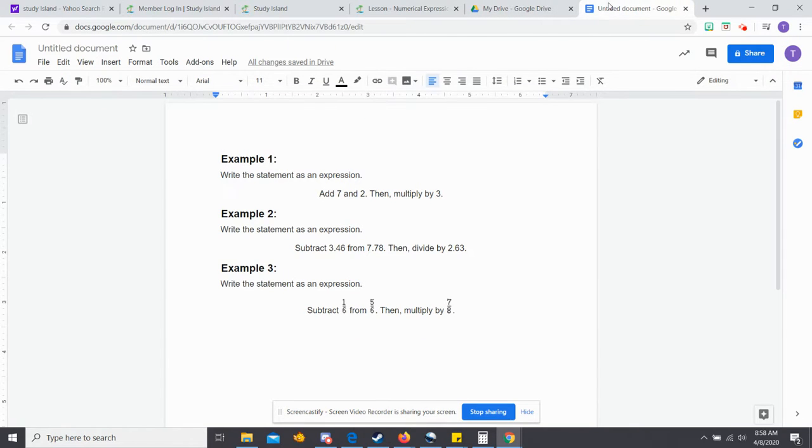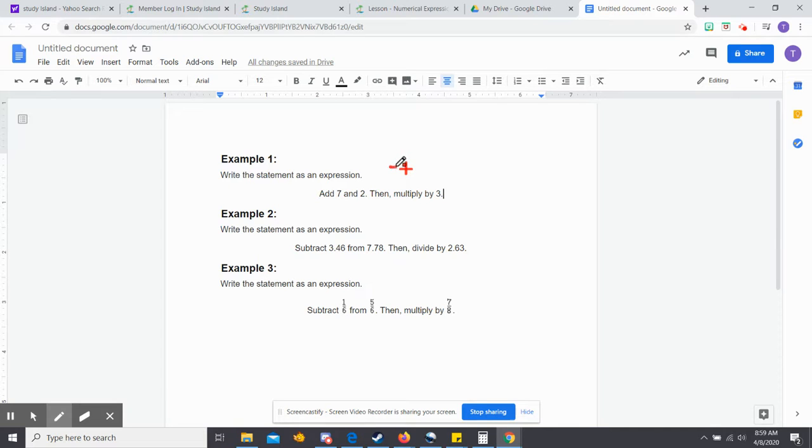Now, I'm going to show you some examples over here. So when they're saying, like on example 1, write the statement as an expression, they are not saying solve. So what they are doing here, and I'm going to get my pen out, is I have a statement, a sentence too in this case, and they're telling me what to do with it. It says add 7 and 2. So I know that I'm going to need to add, so I'm going to write the plus sign.